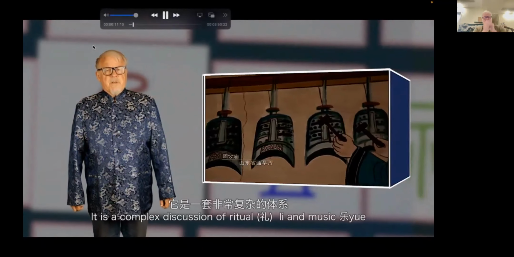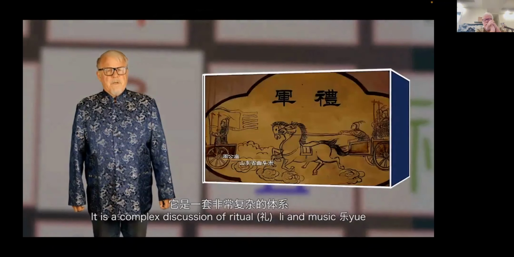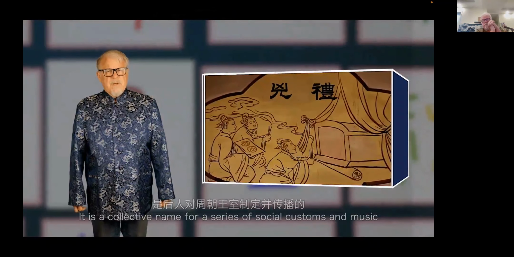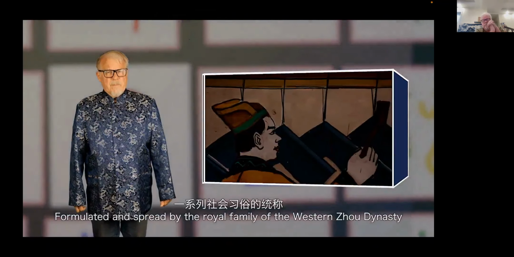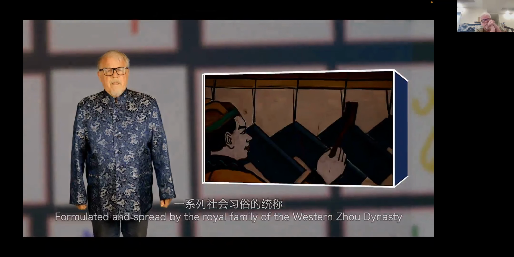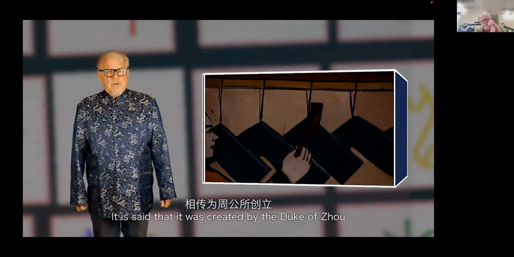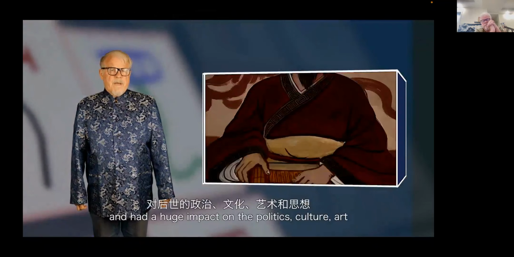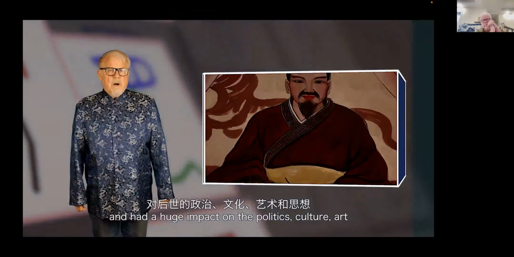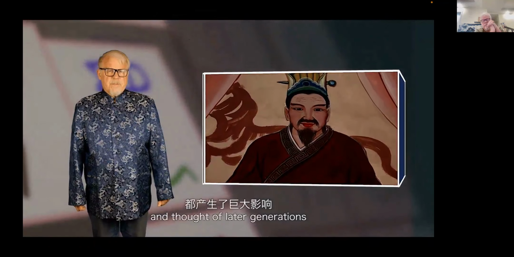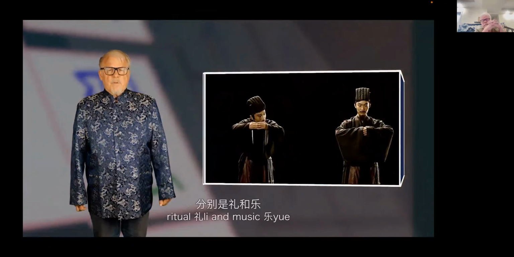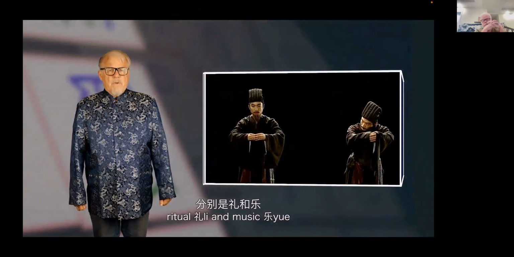Niyajirdu can be directly translated as the ritual and music system. It is a complex discussion of ritual, li, and music, yue. It is a collective name for a series of social customs and music formulated and spread by the royal family of the Western Zhou dynasty. It is said that it was created by the Duke of Zhou together with the patriarchal system. It constituted the entire ancient Chinese social system and had a huge impact on the political, cultural, art, and thought of later generations.